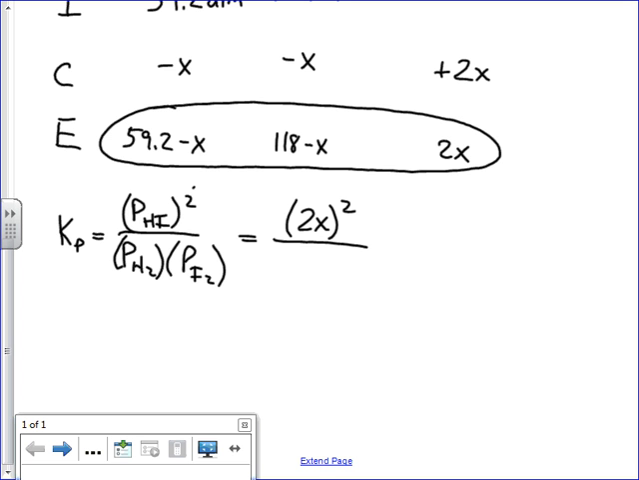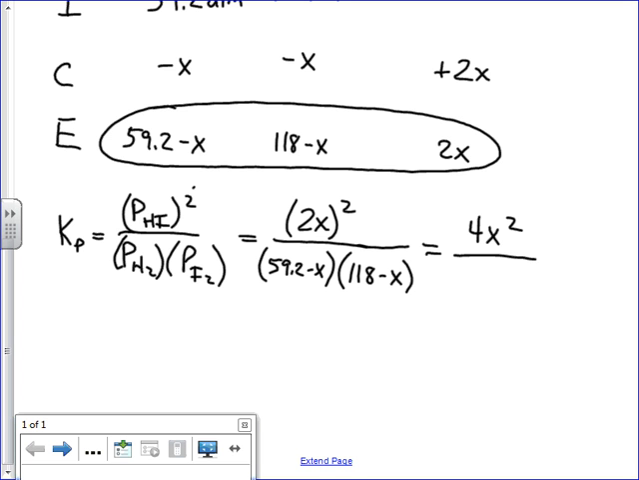So we've got 2x squared, and then we've got the pressure of the H2, which is, oh, I forgot what I started with here. I started with the H2, didn't I? Okay, so 59.2 minus x times the pressure of the I2, which is 118 minus x. All right, so now we just start simplifying. This is going to be 4x squared on the top, divided by, and you guys remember how to do this, right?